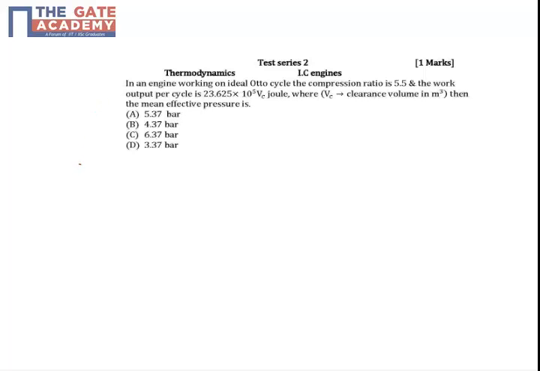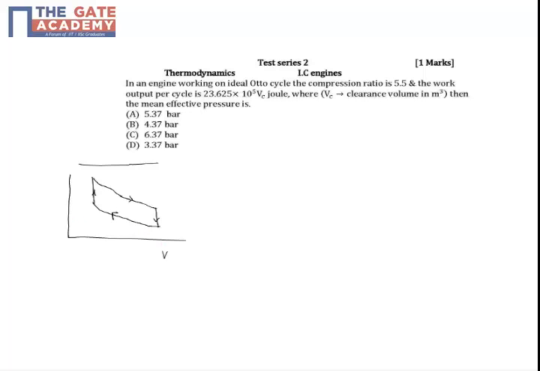Okay, so let's discuss a question from thermodynamics. This is a question from IC engines. An Otto cycle is represented, so let's draw an Otto cycle. You have a compression, followed by constant volume heating, constant volume combustion basically, and then the power stroke and then the exhaust stroke basically, right?